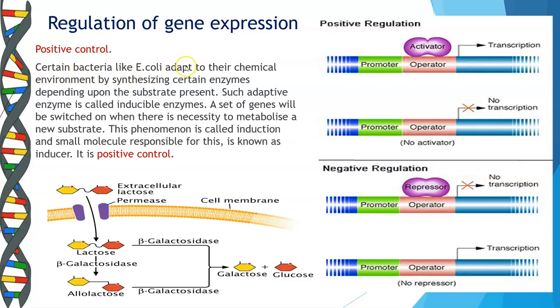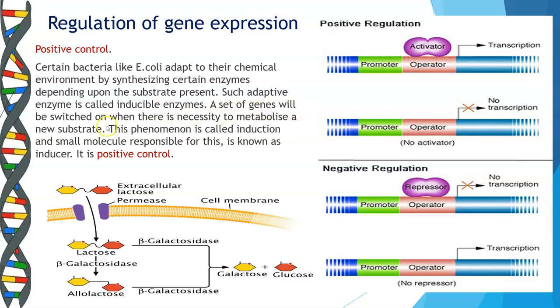Certain bacteria like E. coli adapt to their chemical environment by synthesizing certain enzymes depending upon the substrate present. Now, this statement means that E. coli, for its survival, whatever substrates are present in its surrounding, it adapts to it and tries to utilize that substrate for its survival, and then hence synthesizes the enzymes that are required for their digestion depending upon the substrate that is present. Now, such adaptive enzyme is called as inducible enzymes.